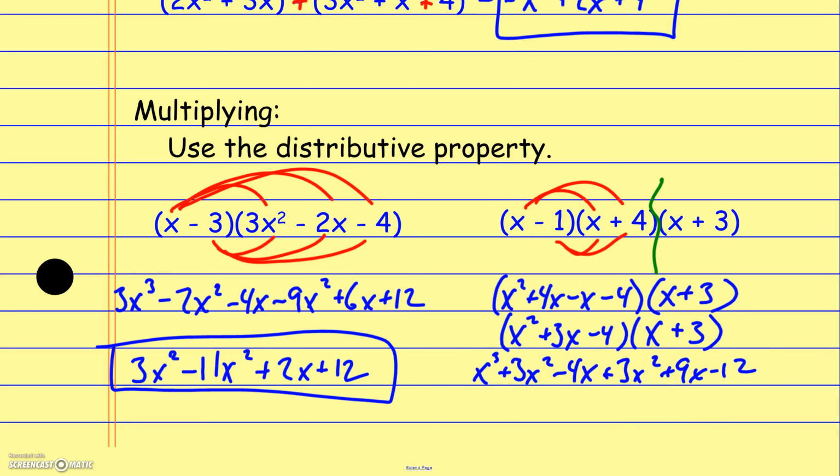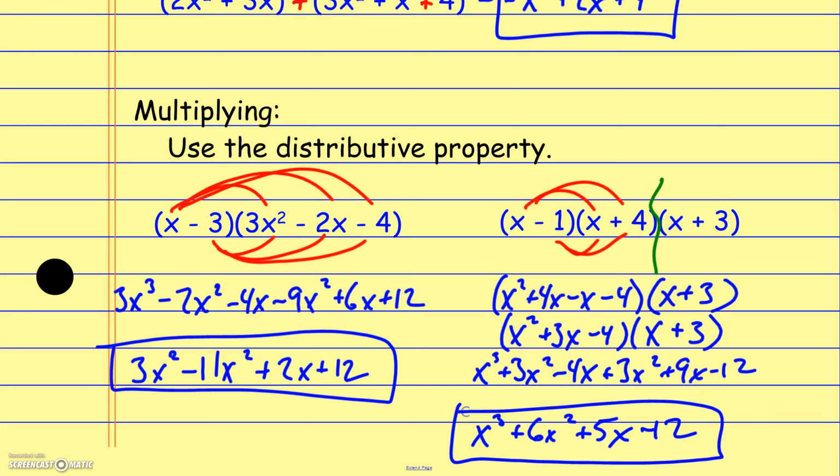Now I can combine those like terms, all right? So when I do that, I end up with an x cubed, I end up with a 6x squared, I end up with a plus 5x, and I end up with a minus 12. And that's it, all right? So I'm using my distributive property twice in that particular example.